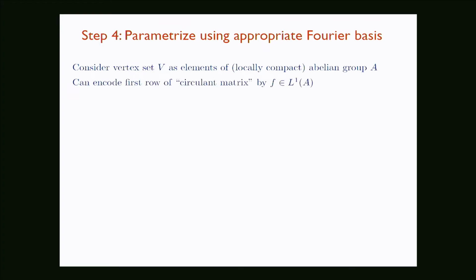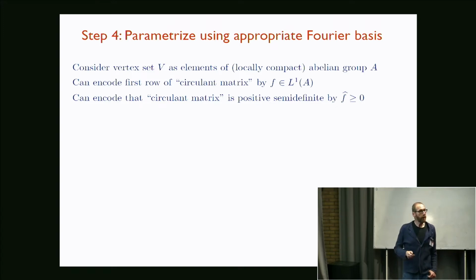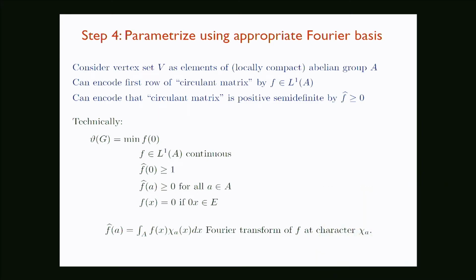Then you can encode the first row of your circulant matrix by some vector, or in the setting of more complicated groups by functions lying in L1 of A. So this f specifies the first row of the matrix. Then you can encode that this matrix is positive semi-definite by the fact that the Fourier transform of f corresponding to the group is non-negative everywhere. And then technically you see that the theta number you want to compute is this minimization problem over here. You minimize f(0), where f lies in L1, that's the optimization variable. You want to have that these Fourier coefficients are non-negative, and you want f(x) to be equal to 0 when you have an edge between 0 and x. And f hat is the corresponding Fourier transform on your abelian group A.